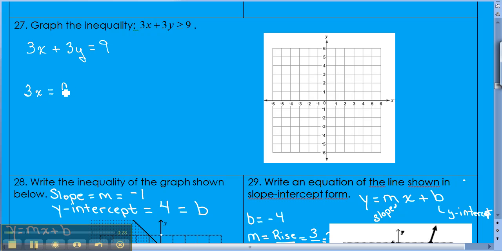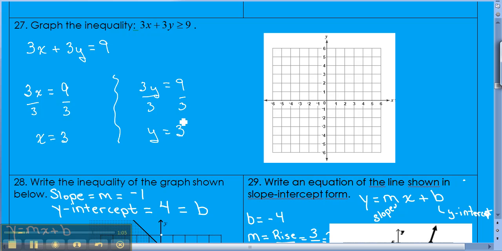So we can find the x-intercept by setting y equal to 0, and the y will cancel out, and you'll have 3x equals 9. And then the x-intercept would be x equals 3. You can get the y-intercept then by setting x equal to 0, so that just leaves you with 3y equals 9. So you solve that for the y-intercept, and you get y equals 3.